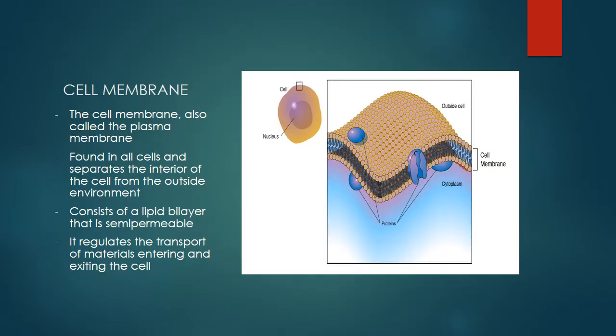Cell membrane, also called the plasma membrane, is found in all cells and separates the interior of the cell from the outside environment. It consists of a lipid bilayer that is semi-permeable. It regulates the transport of materials entering and exiting the cell. The cell membrane serves as the wall protecting the cell from the outside environment.